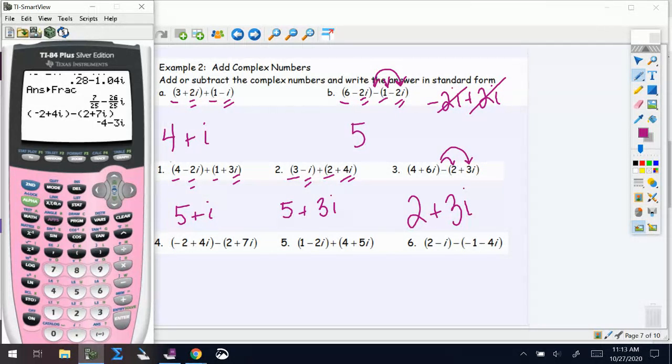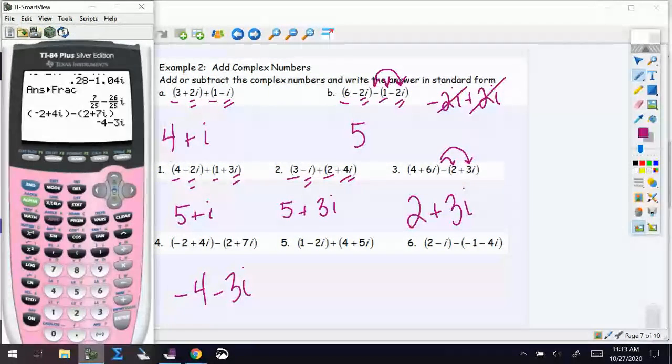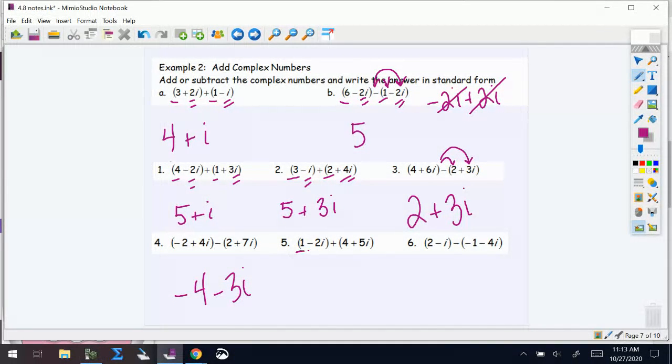So if you want, you can do these on a calculator. The calculator will always put it in a plus bi notation. Sometimes I think it's nice to do the subtraction ones with a calculator so you don't have to worry about distributing the minus sign. I think the addition ones are actually easier to do without. So like this one, I'm not going to use a calculator. 1 plus 4 is 5, and negative 2i plus 5i is 3i.